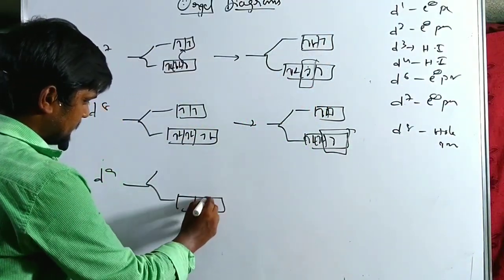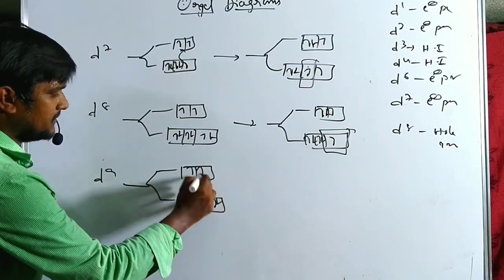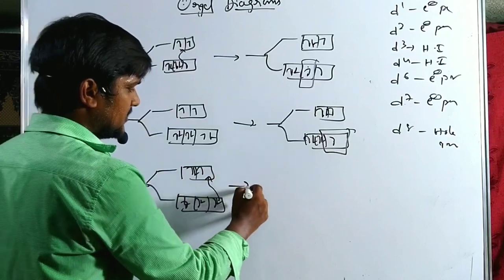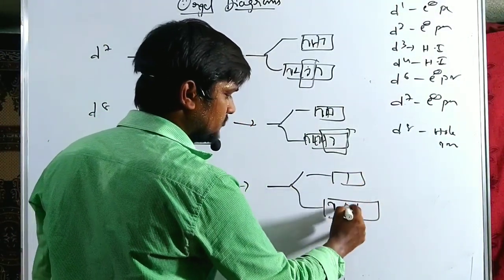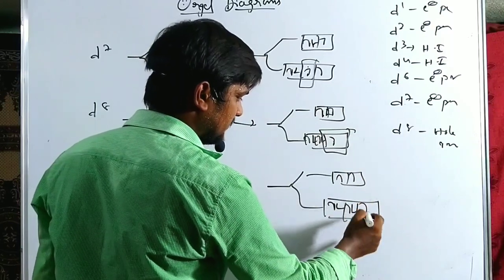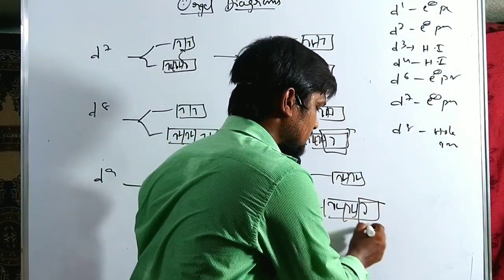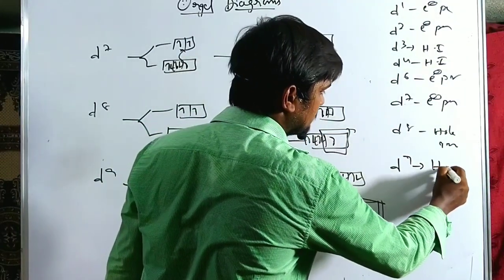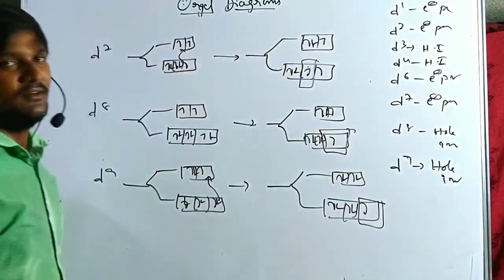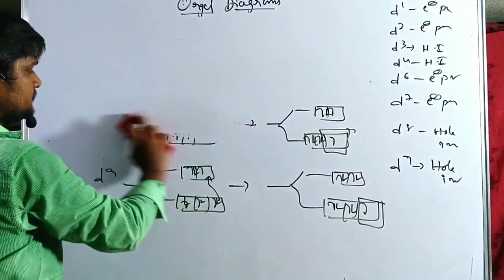Now the D9 is 1, 2, 3, 4, 5, 6, 7, 8, 9. Now the last electron can jump to the higher energy level. Now here the ninth electron can jump to the higher energy level, which is not closer to any of them. That's why D9 is hole inversion. Now we are having certain properties.